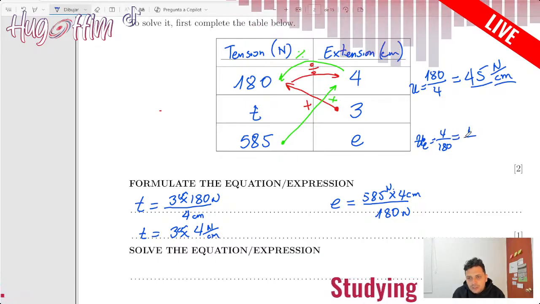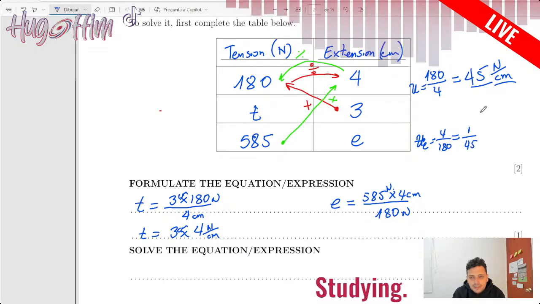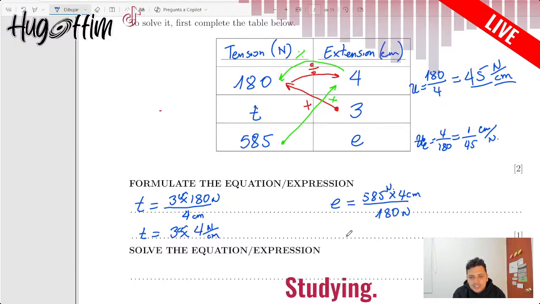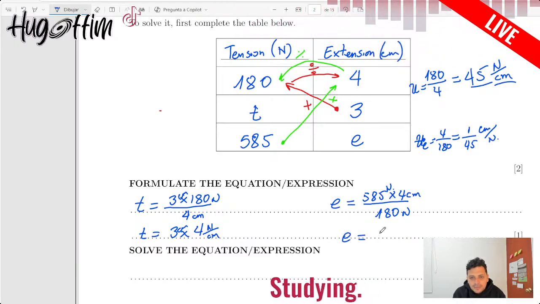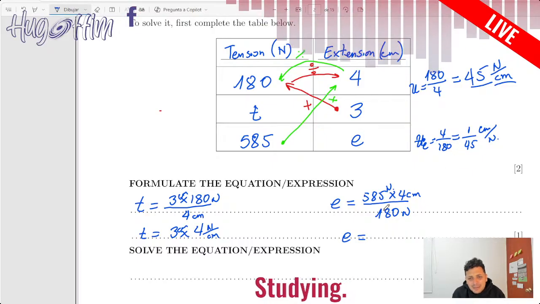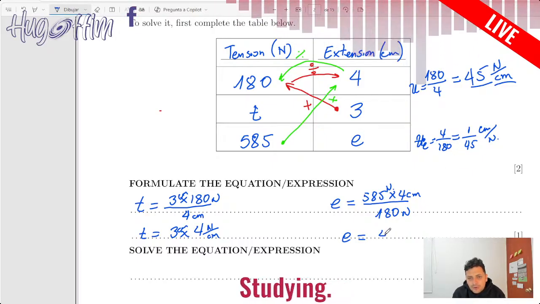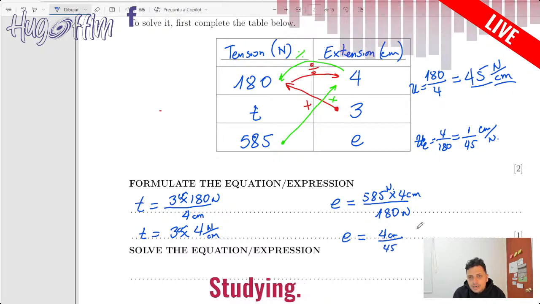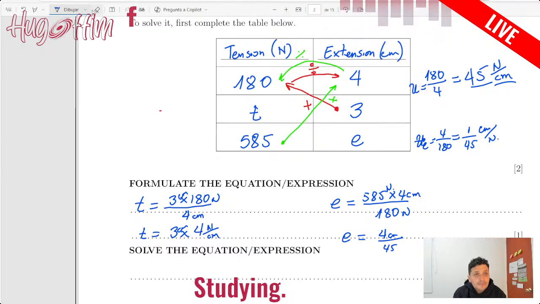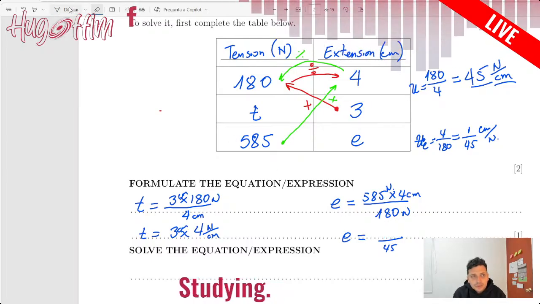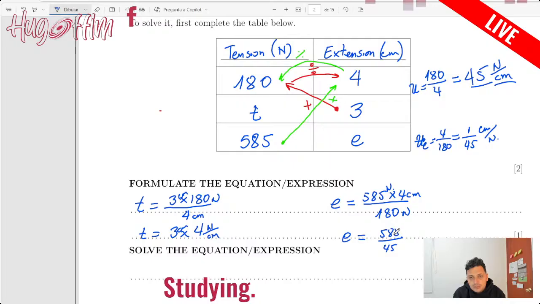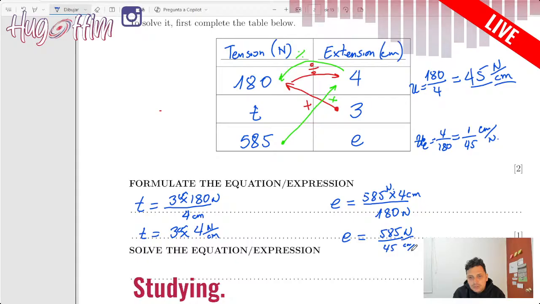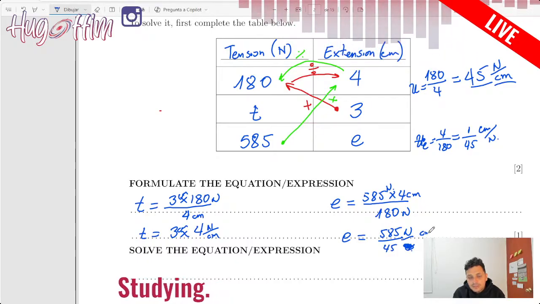So I'm going to get a decimal, and you're going to put the fraction that I know, that is 1 over 45 centimeters per newton. So in this case, E equals dividing by 45. So I need to take, sorry, not 4, 585 newtons divided by 45 centimeters per newton.